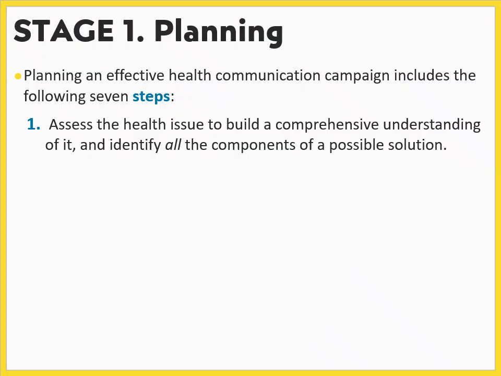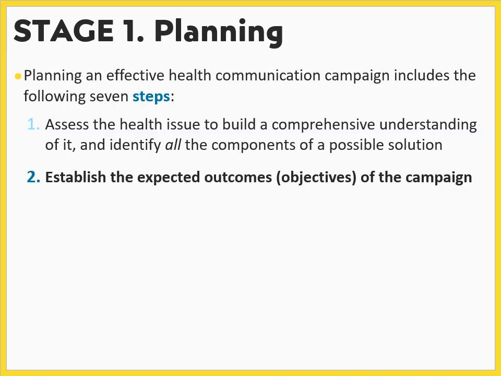You recall from the previous lesson that planning an effective health communication campaign includes these 7 steps. Step 1, assess the health issue to build a comprehensive understanding of it and to identify all the components of a possible solution beyond just a communication campaign. Step 2, establish the expected outcomes of the campaign.